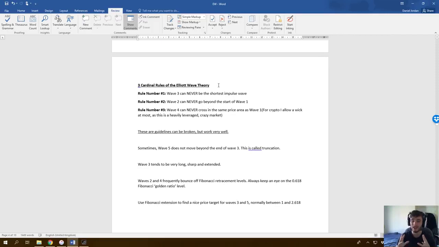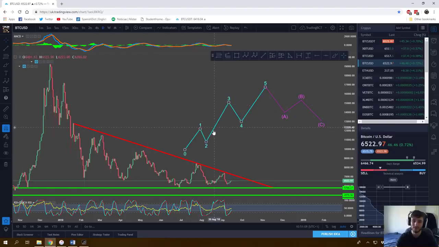So these 3 rules cannot be broken, and if they are broken, then it means you have incorrectly counted your waves and you must do a recount. Okay, so the 3 rules that can never be broken in Elliott Waves. Rule number 1. This is very important, so make sure you make a note of this yourself. Rule number 1: wave 3 can never be the shortest impulse wave. So wave 3 can never be the shortest wave.